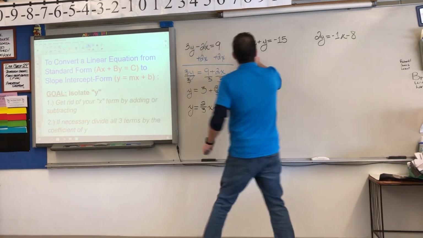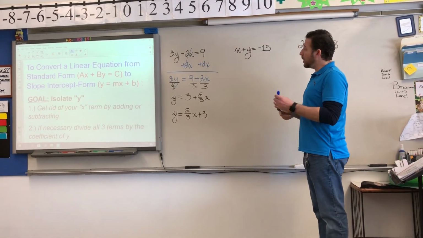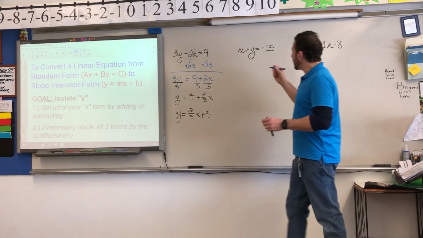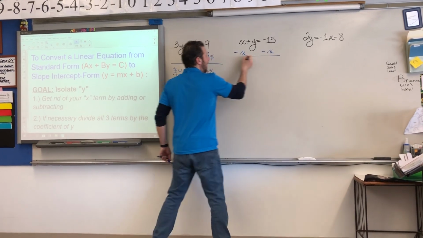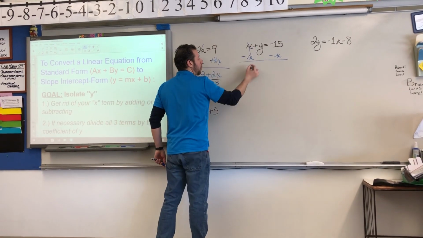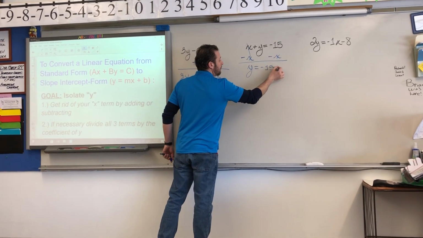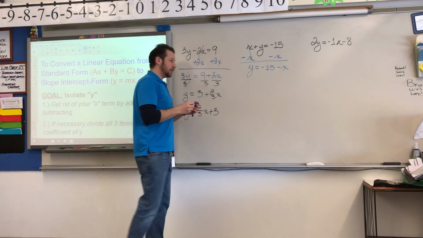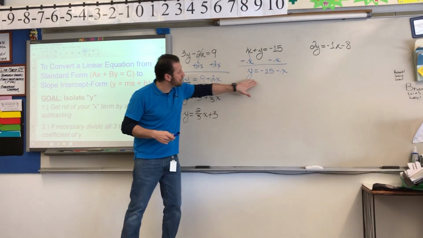Now we look at another example. This example has x plus y equals negative 15. Again, standard form. In order to isolate, we get y by itself by subtracting x. If I subtract x from both sides, I'm left with y equals negative 15 minus x. What's neat about this is that y is already by itself, so I don't have to divide by anything.